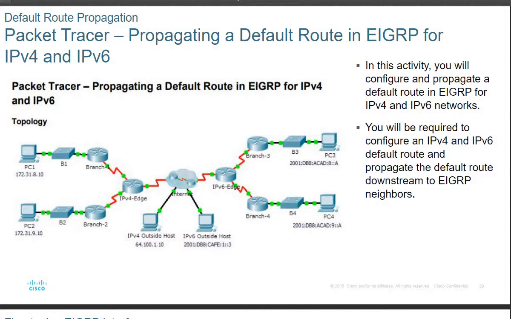Default Route Propagation Packet Tracer, propagating a default route in EIGRP for IPv4 and IPv6. In this activity, you will configure and propagate a default route in EIGRP for IPv4 and IPv6 networks. You will be required to configure an IPv4 and IPv6 default route, and propagate the default route downstream to EIGRP neighbors.